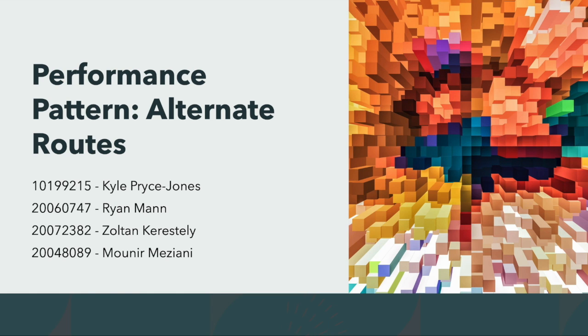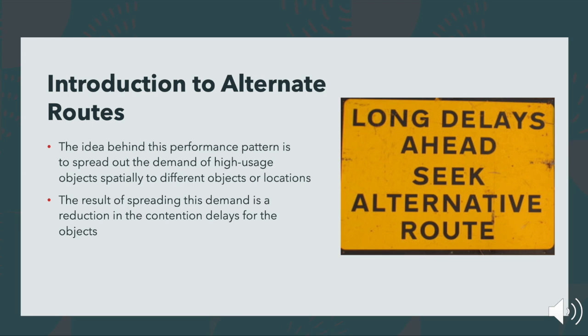The idea behind this performance pattern is to spread out the demand of high-usage objects spatially to different objects or locations. The result of spreading this demand is a reduction in the contention delays for the objects, since this takes away from congestion that could have otherwise been caused.